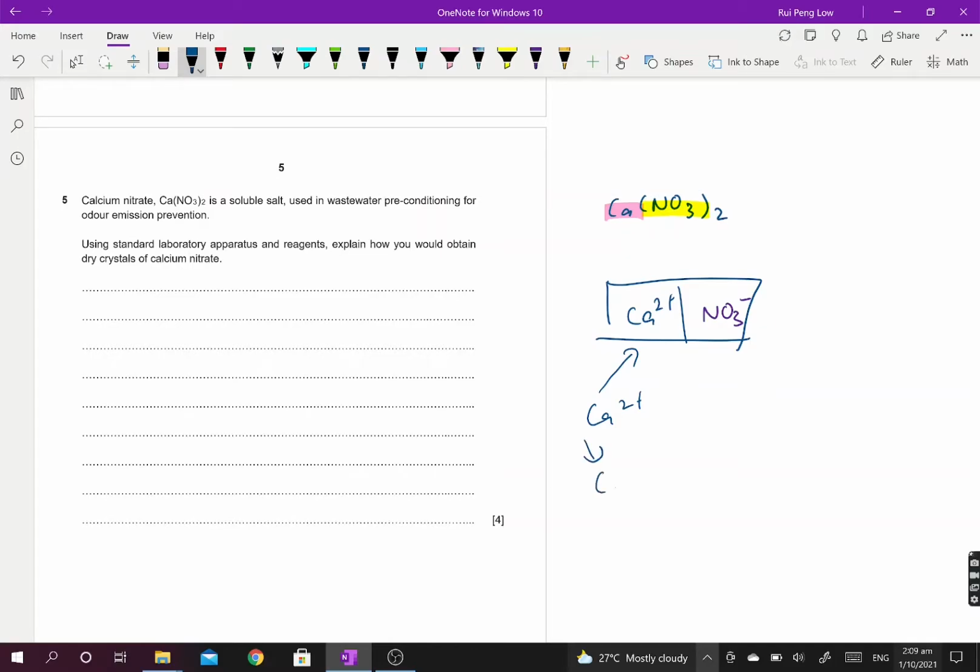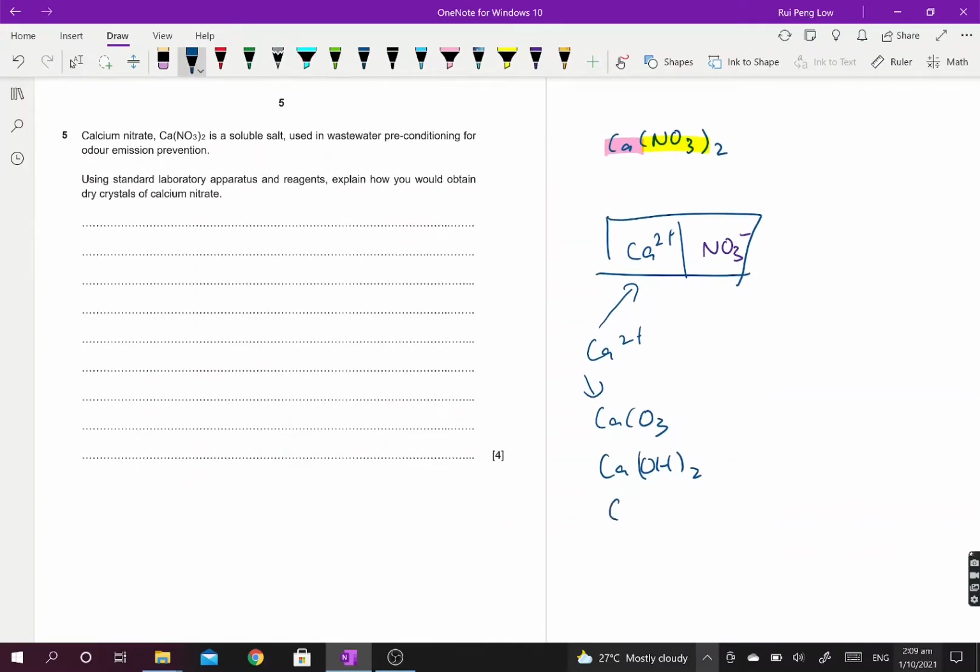You can get it from CaCO3. You can get it from Ca(OH)2, which is your limewater, calcium hydroxide, in the lab. Or, I don't recommend using this, they don't accept it, you can just use calcium metal. Now, how do you get nitrate? So in your lab, there's only one, which is nitric acid.